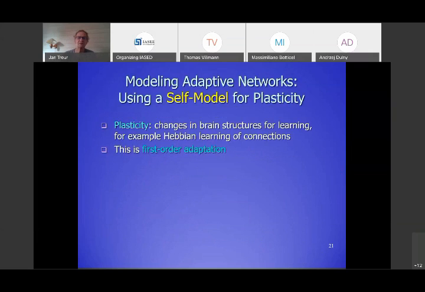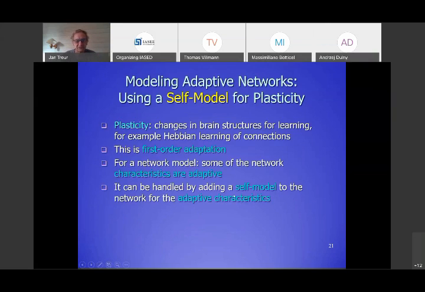So let's consider first the idea of plasticity. That's a very well-known idea, for example, in neuroscience and cognitive neuroscience, that the brain structures change, for example, by Hebbian learning of connections. This is a form of what you can call first-order adaptation. Later I will explain how you can also have other orders of adaptation and how they look like.